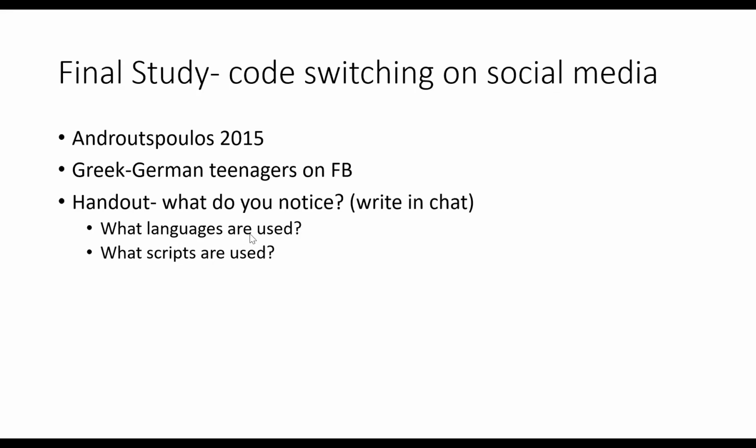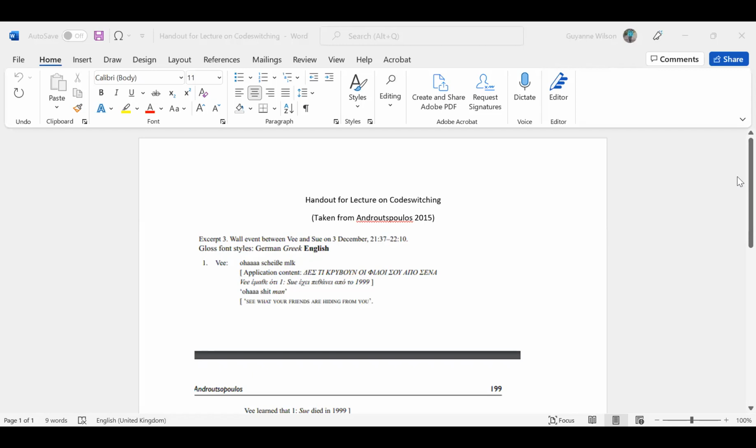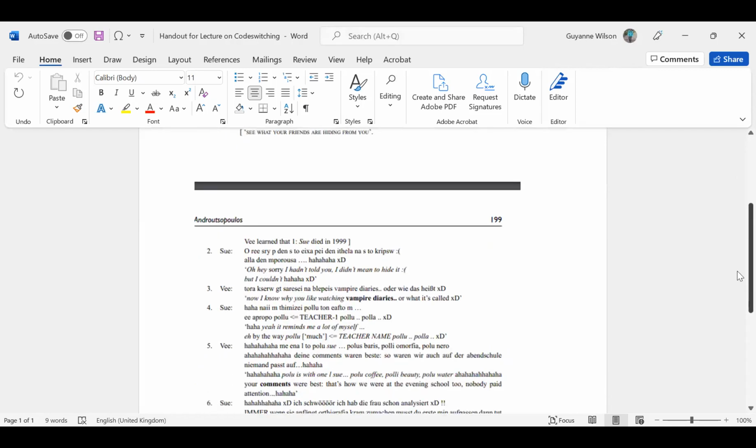And I want you to look at the handout and make notes in the chat. Actually, no, I've changed my mind. Can you make notes in the Etherpad? Because the Etherpad has already been set up, on what languages are used and what scripts are used. Okay, so I'm going to stop the share. Everyone should now have the handout, but I'll share my handout for people who are on a phone or something like that. This is what we're looking at.